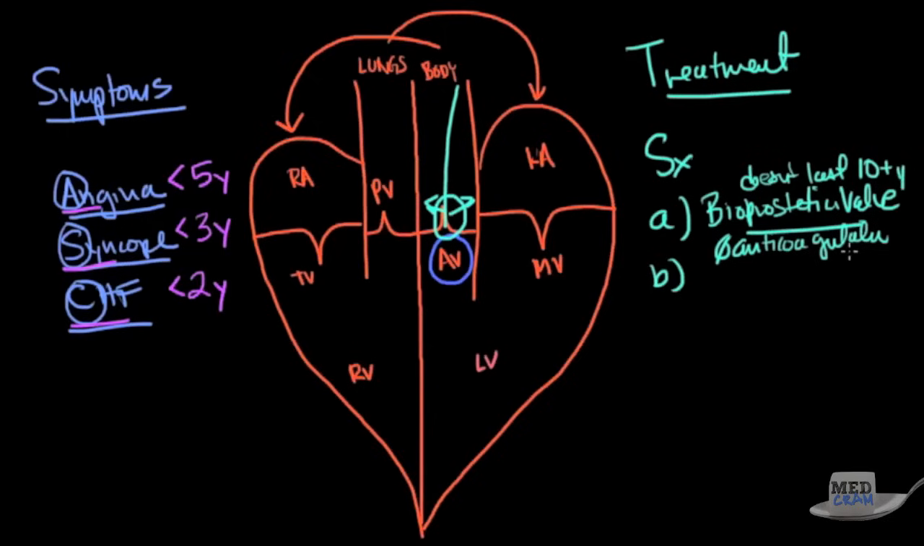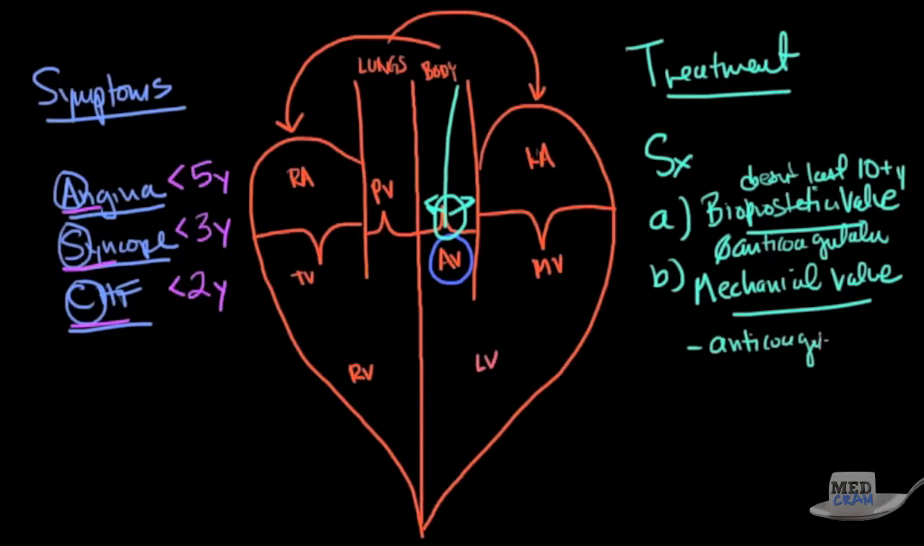Doesn't last 10 plus years. So if you have less than 10 years of life expectancy, then it's best to use a bioprosthetic valve. If, however, you have more than 10 years of life expectancy, then a mechanical valve is the way to go. For that, however, you do need anticoagulation.